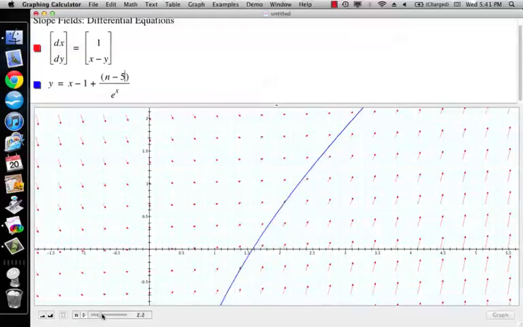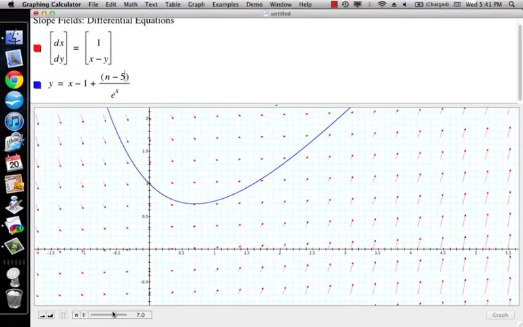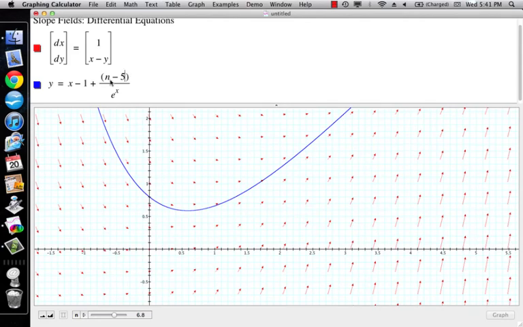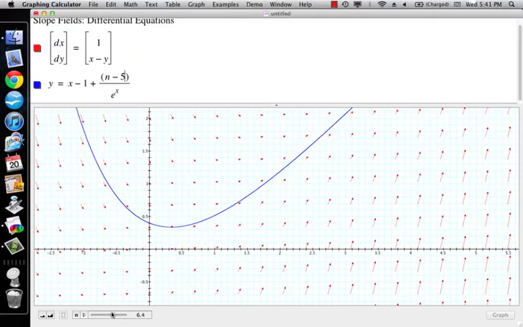Once again, you've got a c in there which determines which specific line you take. There's your general solution: y equals x minus 1 plus c over e to the x. And if I plug in x equals 0, then c gives you your specific solution. That's all I want to say on that. And so there's more on slope fields.